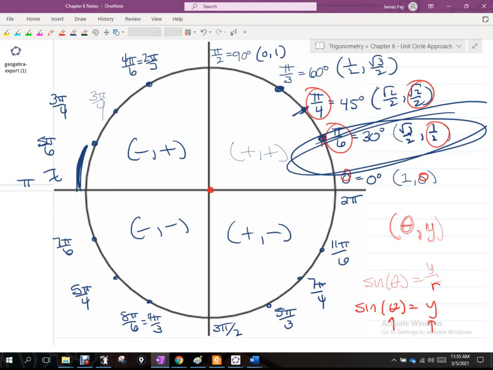I'm going to open 6-1 in WebAssign. It'll be due like middle of next week, so it's nothing pressing right now, but you can start it.